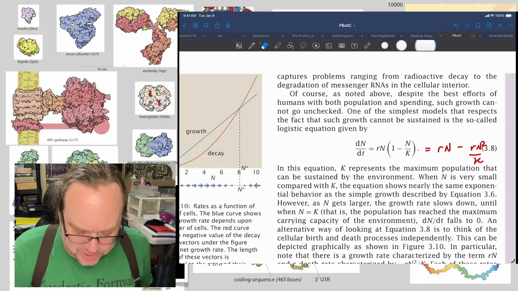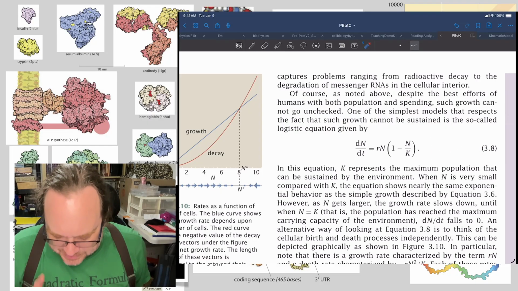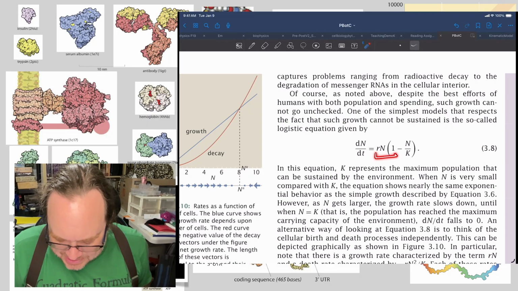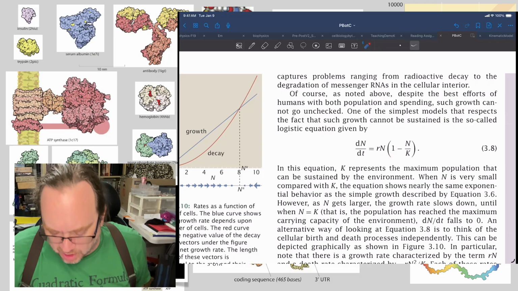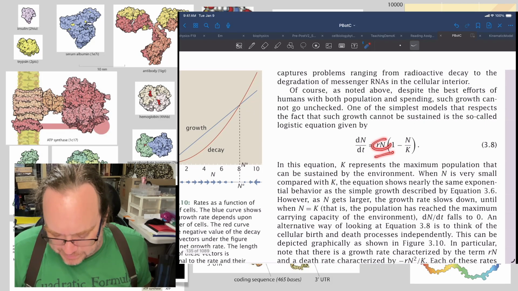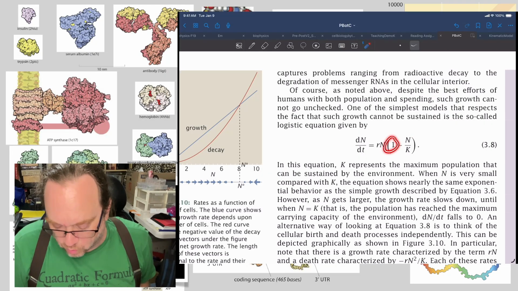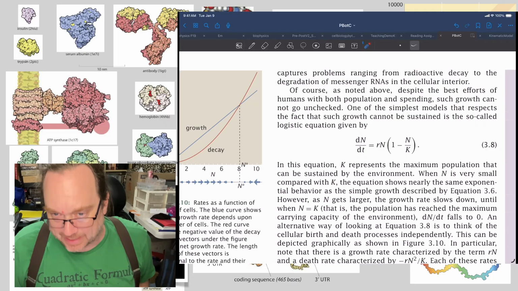So what's really interesting here is this modification now says something really cool. It says I can have growth, but it also says I can have decay. And I can be growth dominated, which would be if this term is larger, right? If 1 is bigger than n/k, I'm growth dominated. If n over k, however, is bigger than 1, I'm now decay dominated.